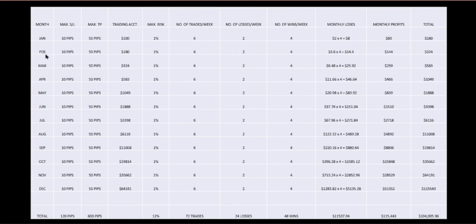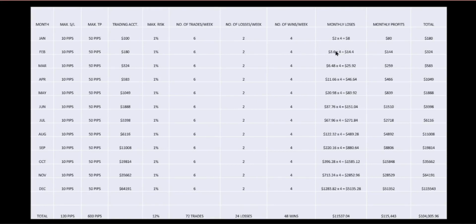Now, February, we start again with our maximum stop loss being constant, our take profit being constant. Then our trading account will change because we have made 80% gain or profit of this $100, which is $80. And therefore, we now have $180 to trade with in the second month. All right? Now, after that, our maximum risk continues to be 1%. It's constant for the whole of that 12 months. Okay? And then the number of trades per week is constant, which is 6. And the number of losses constant, which is 2. Number of wins constant, which is 4.